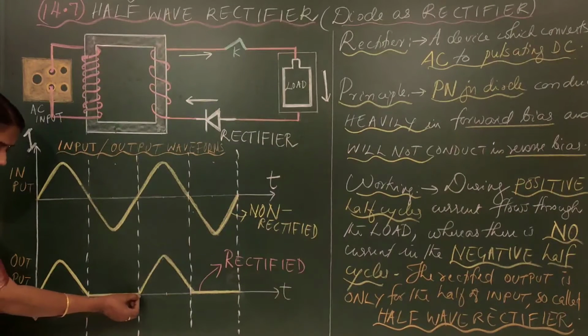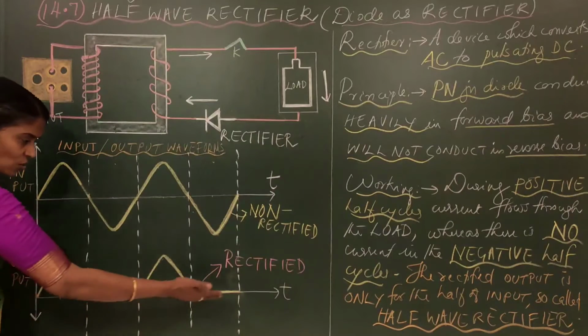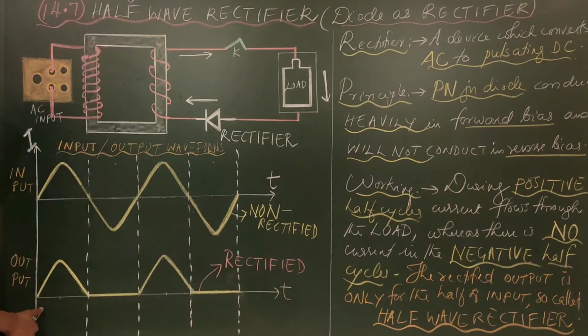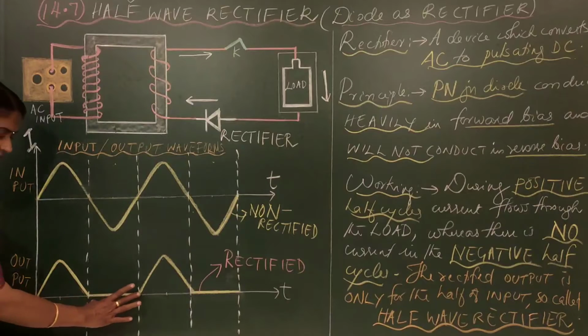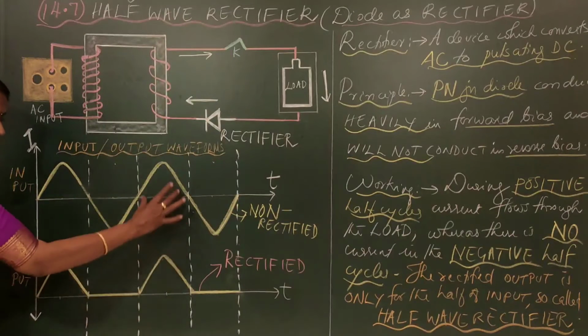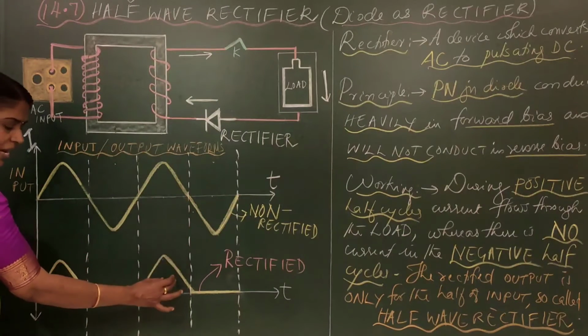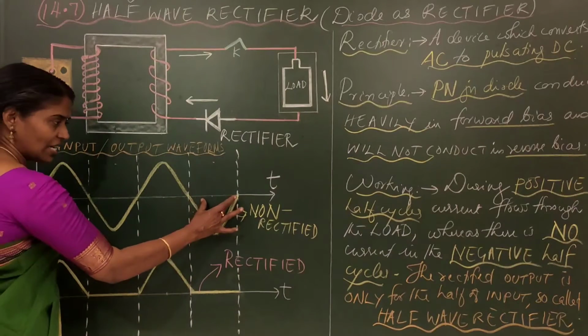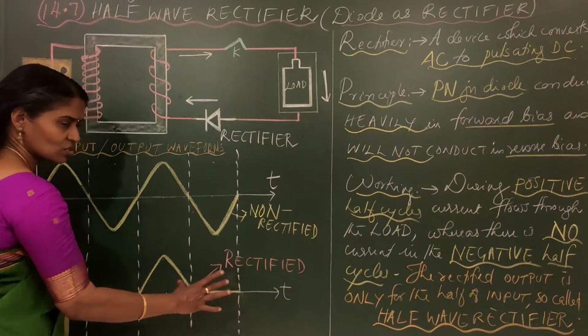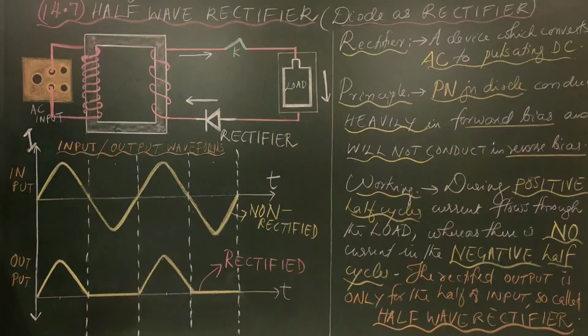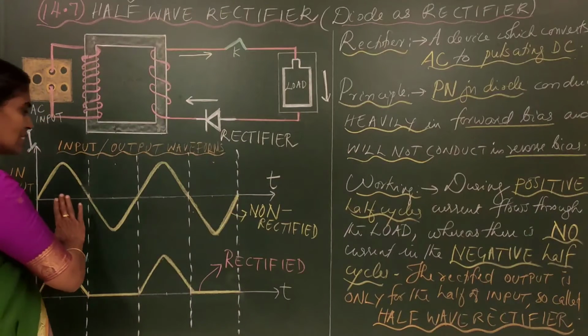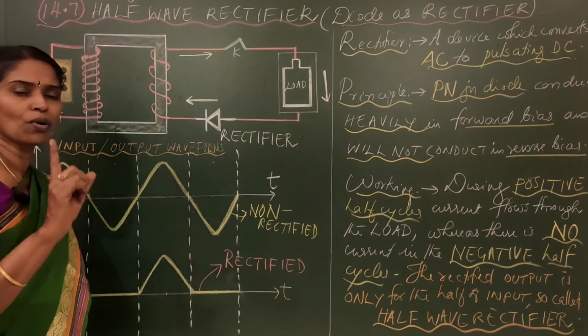You see the yellow line here? A yellow line parallel to the time axis means the y-axis value is 0, so no current in this negative half cycle. Again when the positive half cycle comes, it allows. Again when the negative comes, no current. That's the only way: positive goes through, negative no current. Clear? So it works only in the positive half cycle.